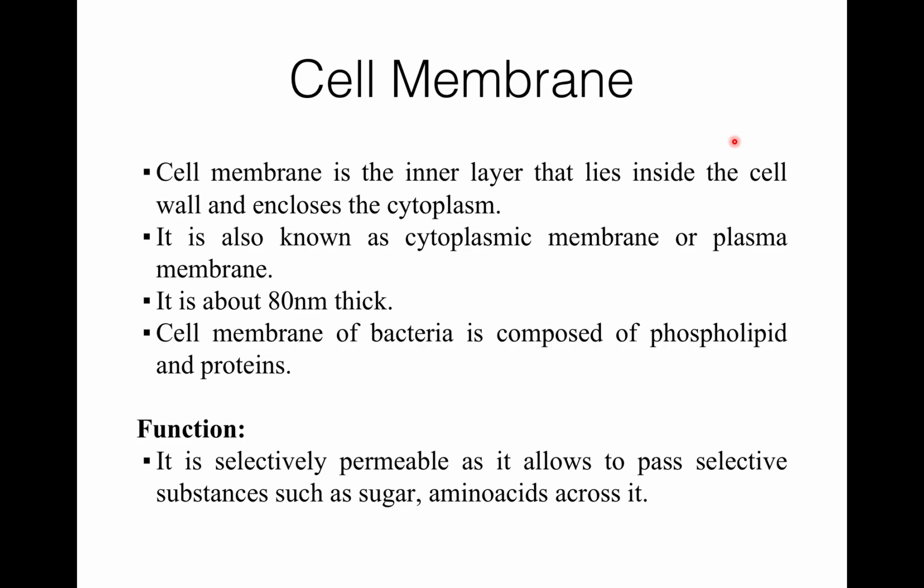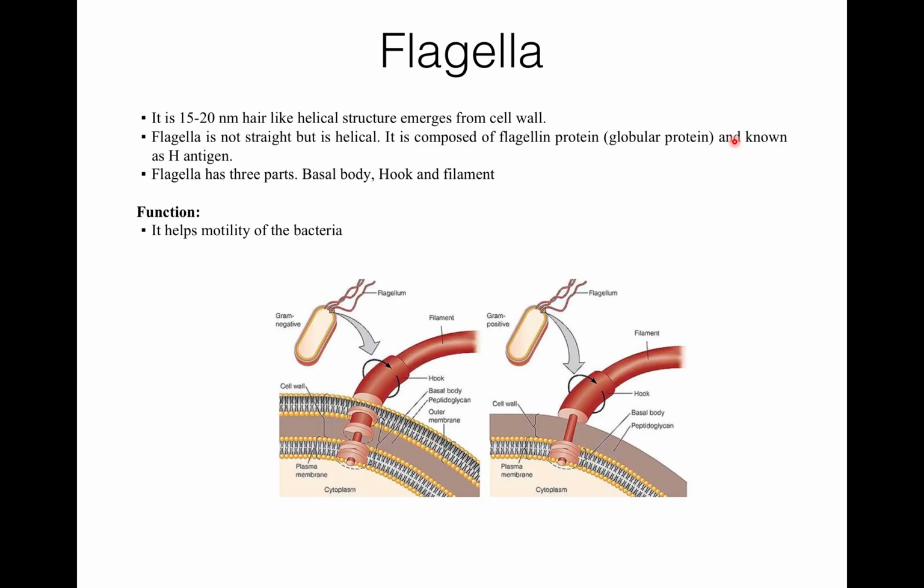And its function is it is selectively permeable because it allows selective substances to pass through the cell membrane, like sugar, amino acid, sucrose. And it is about 80 nanometer thick and it is composed of phospholipids and proteins.